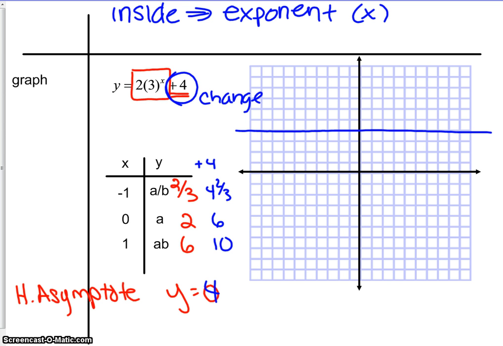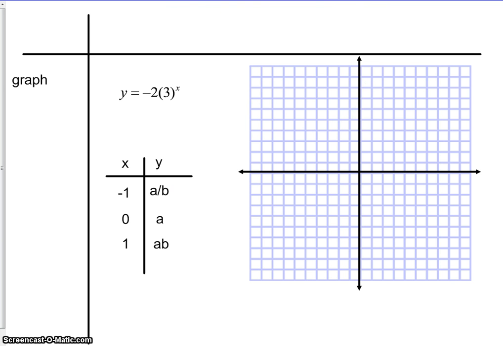And then I'll plot my new points. At -1, I'm at 4 2/3. At 0, I'm now at 6, and then 10. So if you notice, it's truly the same graph as the last one, just slid up 4 units. Now, another situation: that's a reflection over the x-axis.